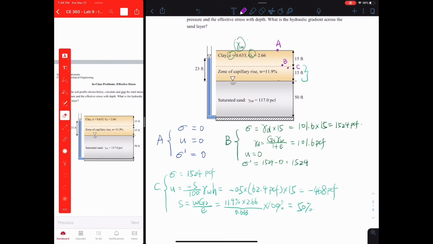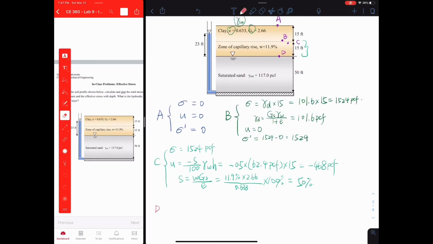Next we are going to calculate point D, which is at the interface of the second layer and the third layer. How do we calculate point D? First we start with the total stress. We employ the total stress of the first layer, which is 1524. We get it from here. Then we are going to use this one plus the total stress of the second layer.